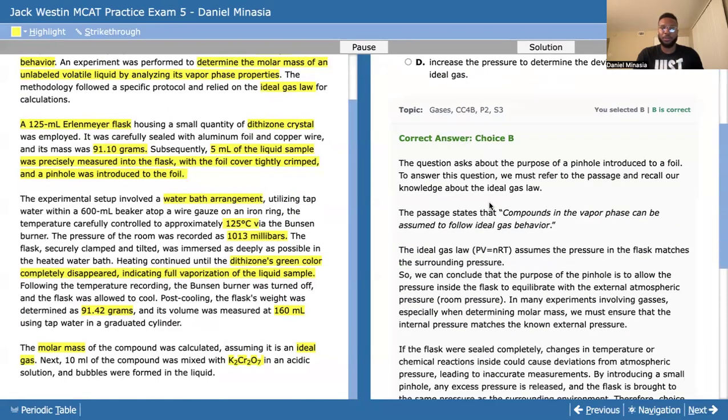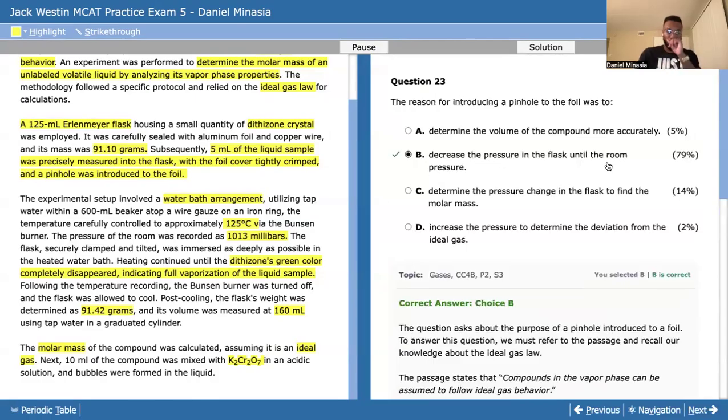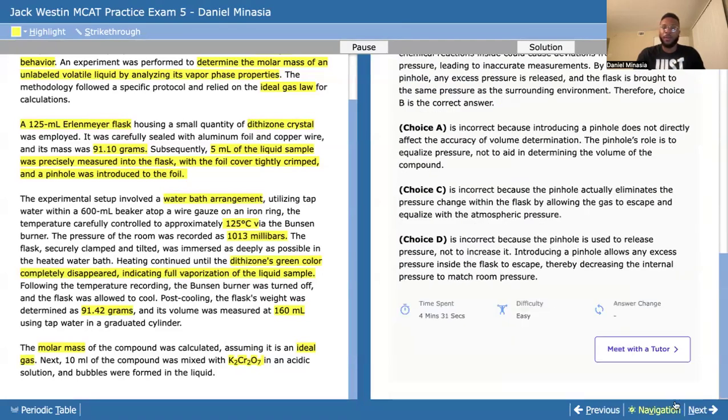79% of people got it right. Good job. So, the ideal gas law, PV equals nRT, assumes the pressure in the flask matches the surrounding pressure. That's why we created that pinhole. If none of this is making sense, feel free to reach out to me or one of the other MCAT tutors, and they'll be able to help you better understand and interpret these questions. It's a pretty straightforward question. You want to decrease the pressure, you don't want it to build up. That's why you put the pinhole in the flask, or in the foil, rather. Okay, moving on.